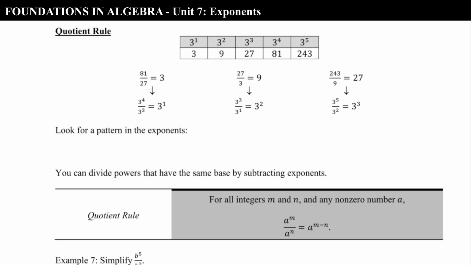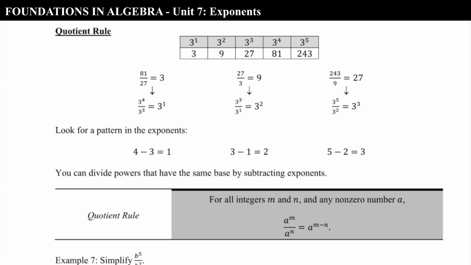So let's look at the pattern we have. Well, we've got a 4 and 3 on the powers on the left side of the first one, and then a 1 on the right side. So 4 minus 3 is 1. Let's see if that holds true for the next one. We have 3 and 1, and then equals 2. So 3 minus 1 equals 2. That works there. And then on the last one, 5 minus 2 equals 3.